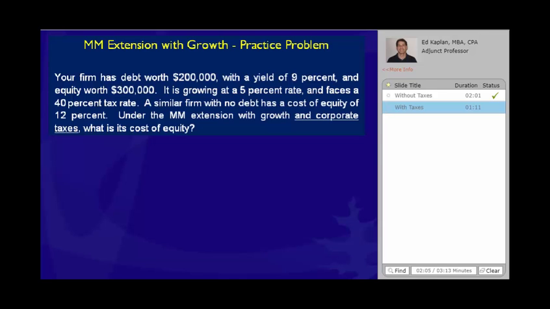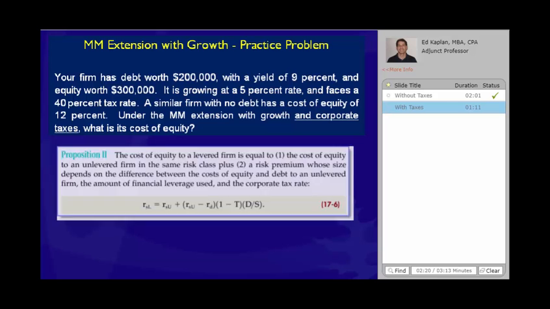Now let's take a look at the same problem, only let's make one change in the assumptions, which you see underlined. It asks, under the MM extension with growth and corporate taxes, what is the cost of equity? Other than that, this is the same problem. Now we look at Proposition 2 that includes the impact of taxes, and you see in the equation there's a new term, 1 minus t, in the premium, or the second term that we use to calculate the cost of equity under the MM extension with growth and corporate taxes.